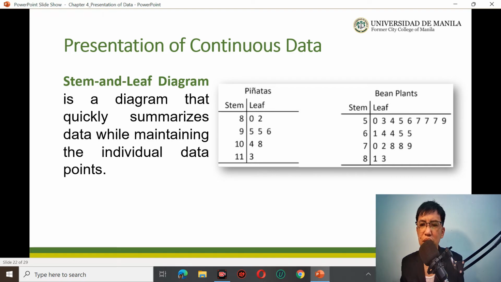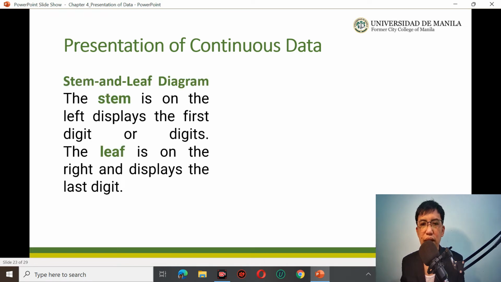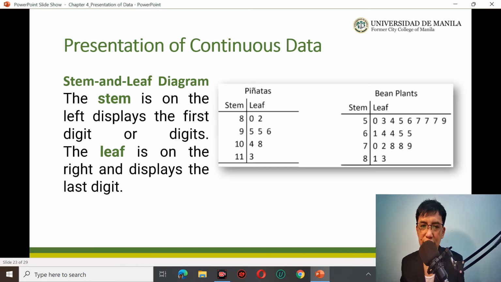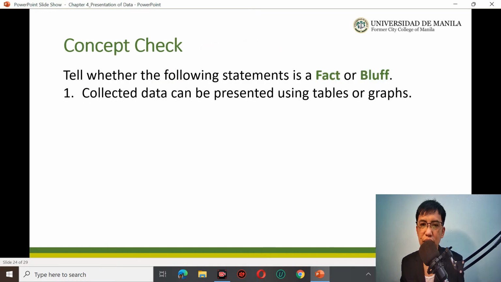At hindi ko na rin masyadong mapagawa sa inyo, hindi masyadong ginagamit ito sa thesis writing. Okay? The stem on the left displays the first digit or digits. The leaf on the right displays the last digit. Yan yung sinasabi ko dito.